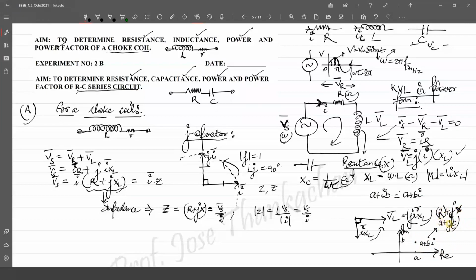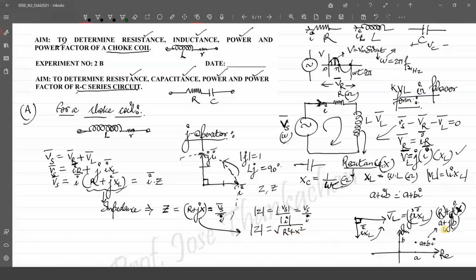Okay, so this will be the real part R, and there is another part which is known as the reactance. That is the coefficient of J. So what is the magnitude? We can write it as the magnitude of Vs divided by the magnitude of I, or in terms of R plus Jx, how do we write the magnitude of Z? It can be written as root of R square plus X square.